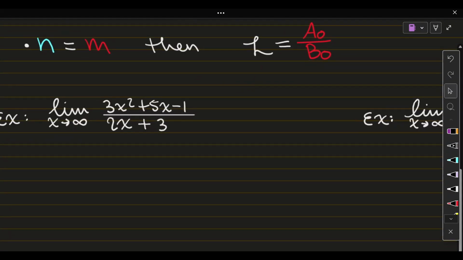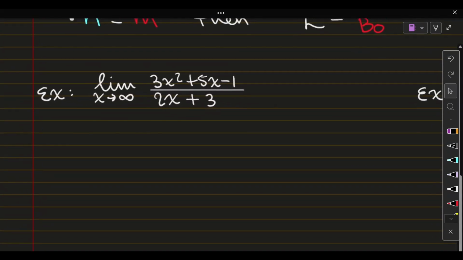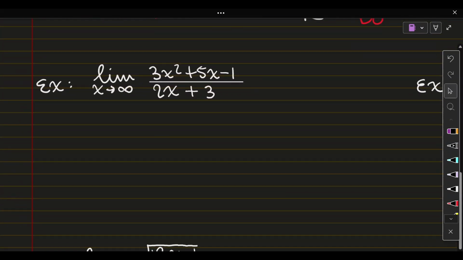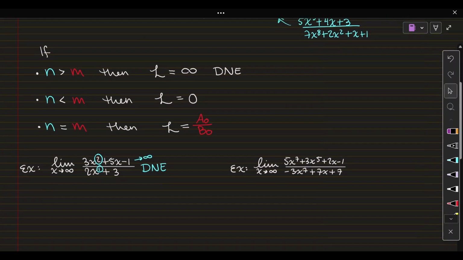Okay, so let's look at some examples. The limit as x goes to infinity of 3x squared plus 5x minus 1 over 2x plus 3. So I'm looking at the degrees here. This is 2, this is 1, so it's top heavy. So this does not exist, right? Because it's going to go to infinity. It's top heavy, so it goes to infinity, just like we were talking about earlier.